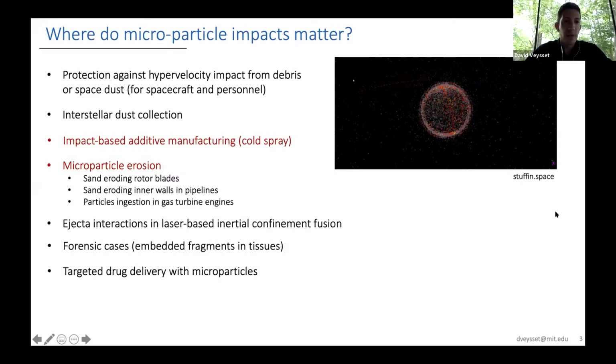And there's also another avenue in my research where we're interested in impacts in soft materials and soft tissues, where these microparticles can get embedded in tissues and lead to long-term issues. On the other hand, these microparticles can be used to carry drugs for targeted drug delivery or needleless drug delivery.